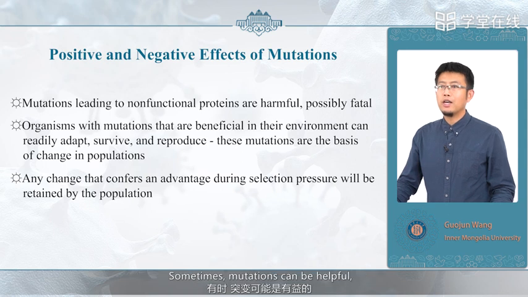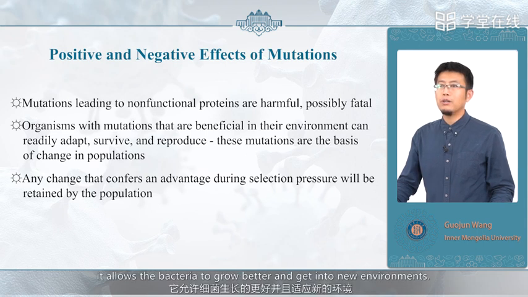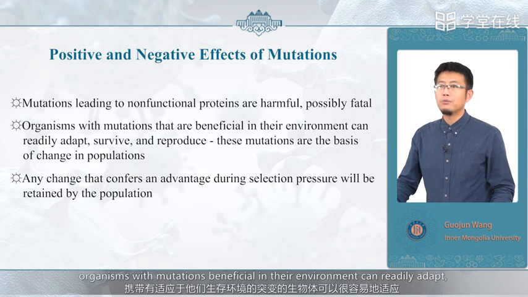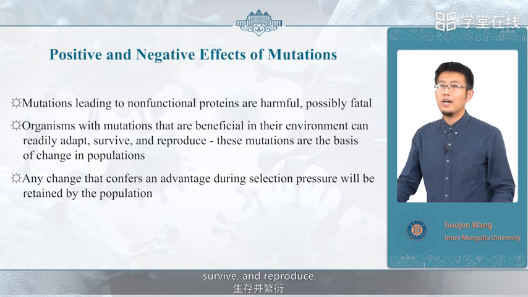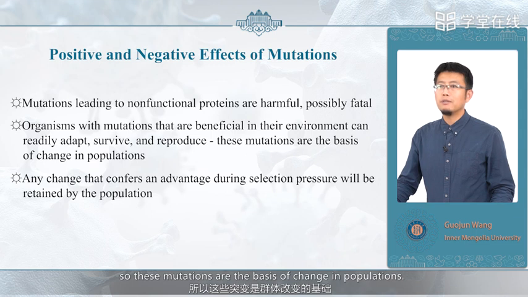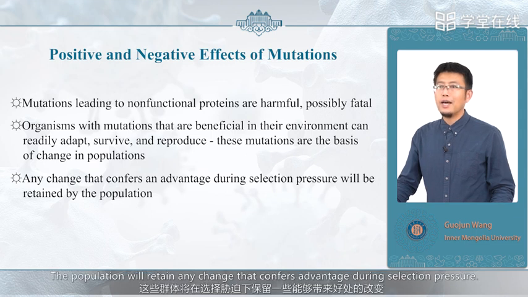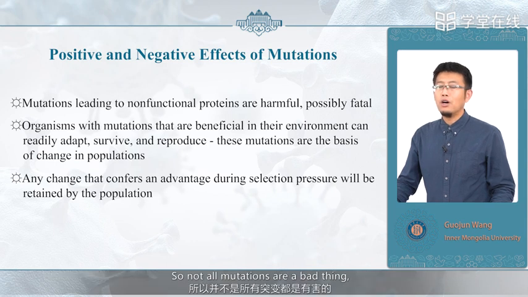Sometimes mutations can be helpful, and so they are maintained in the population. What happens is it allows the bacteria to grow better and get into new environments. So we sometimes term these positive mutations. Organisms with mutations beneficial in their environment can readily adapt, survive, and reproduce. So these mutations are the basis of change in the population. The population will retain any change that confers advantage during selection pressure. So not all mutations are a bad thing. It can be positive as well.